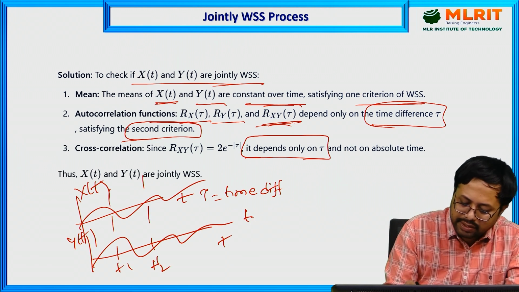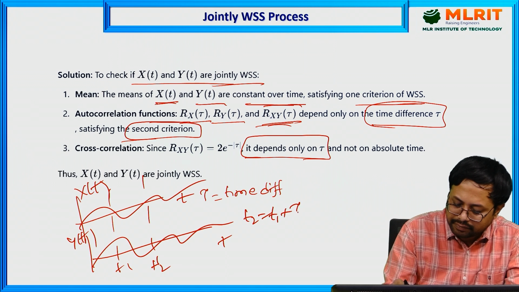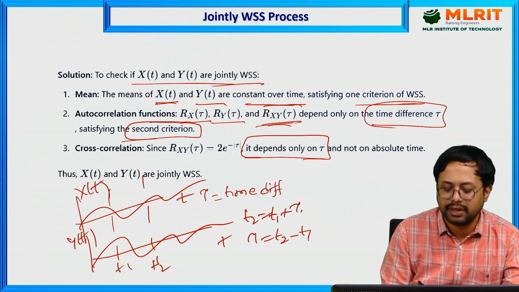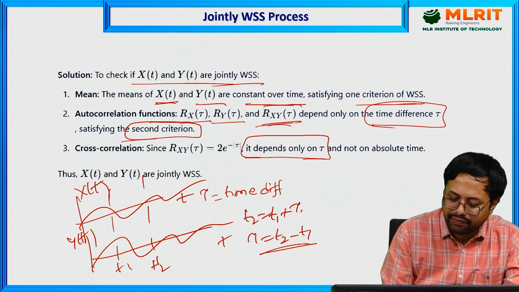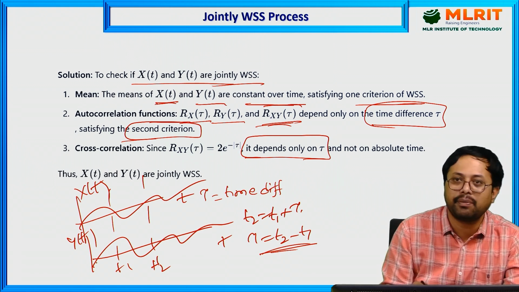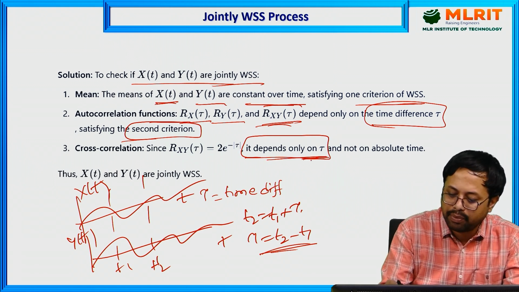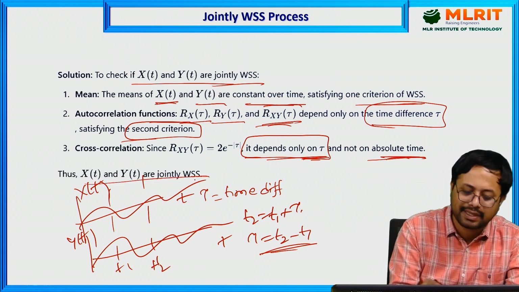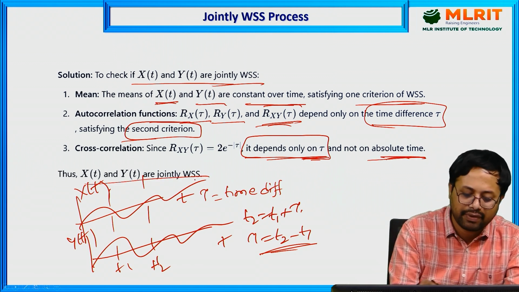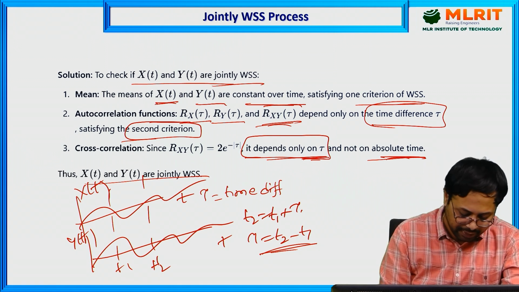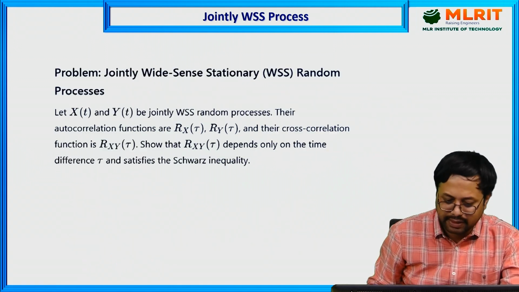Okay, t2 is equal to t1 plus tau. Tau is equal to t2 minus t1, the difference of two time instants of two different processes. It depends upon the time difference tau, but not on absolute time. If both the conditions are satisfied, then x of t and y of t are said to be jointly wide sense stationary.